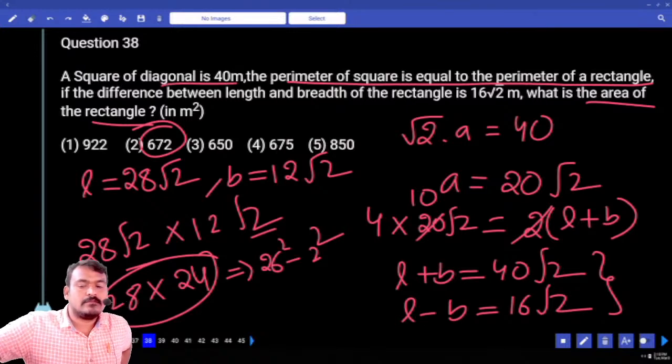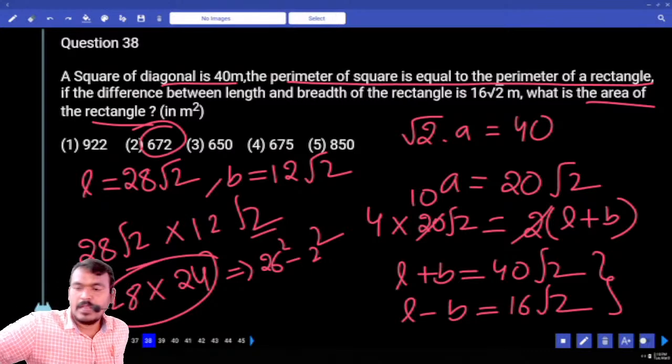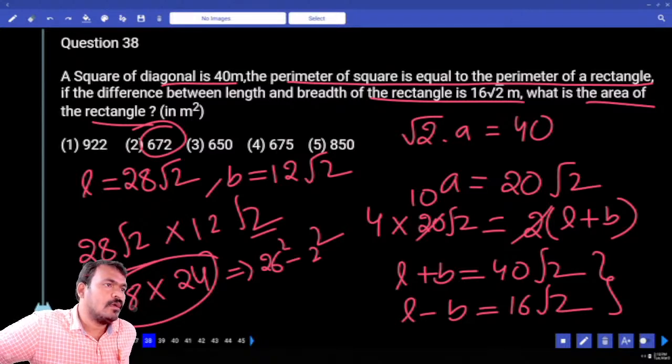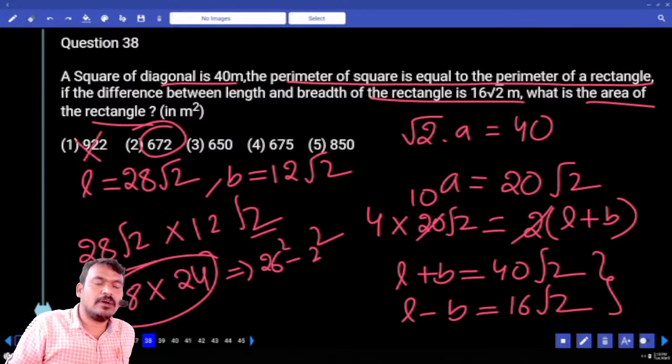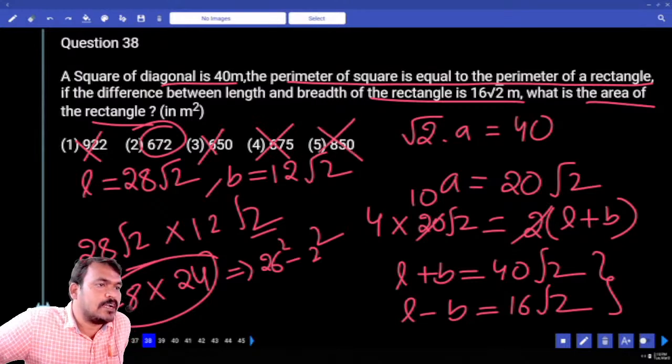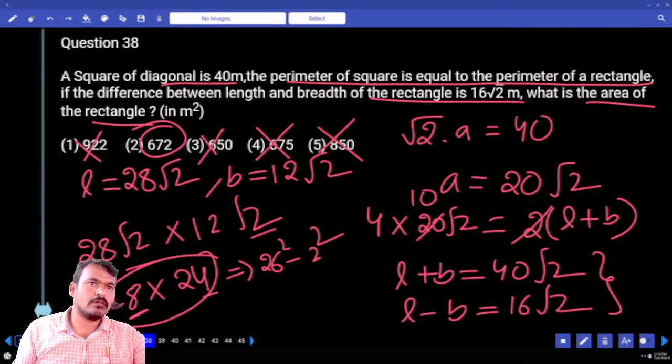What is the diagonal value? 40 means 4 multiple or not. Next, the difference is how much? 16 root 2. It is also a 4 multiple or not. How many options are 4 multiples? Is the first option a 4 multiple? No. Second one, yes. Third one, no. 650 is exactly divisible by 4. No. 675, no. 850, no. Then answer 672. 28 into 24 means ending with 2 or not.